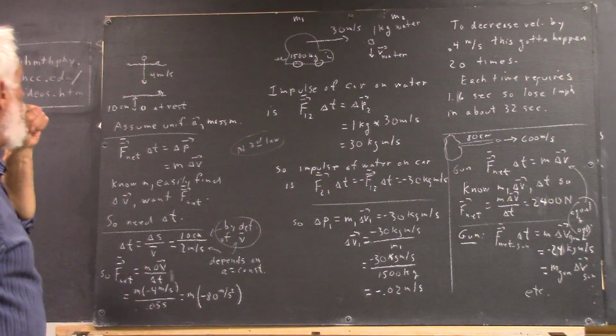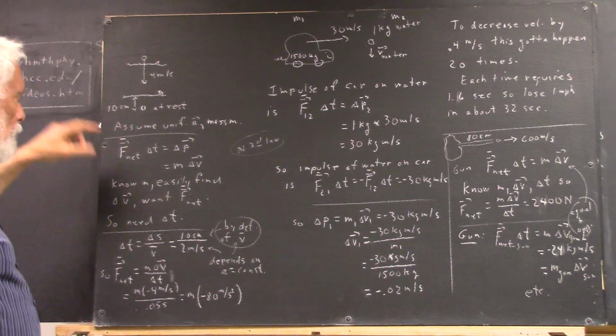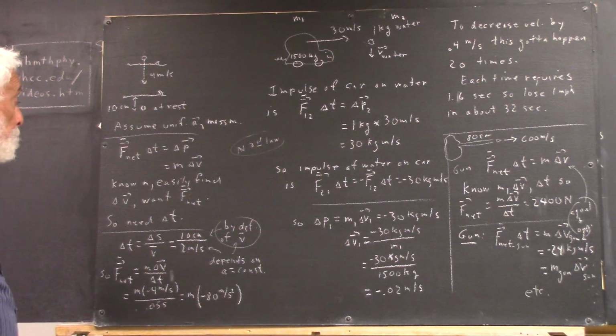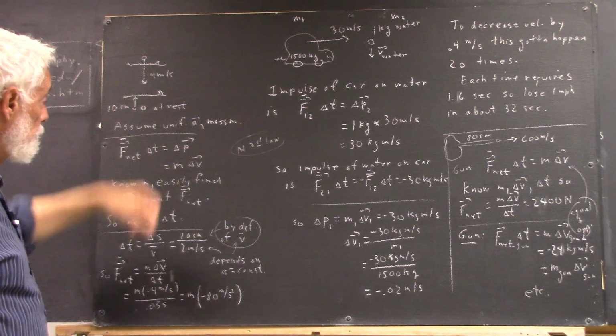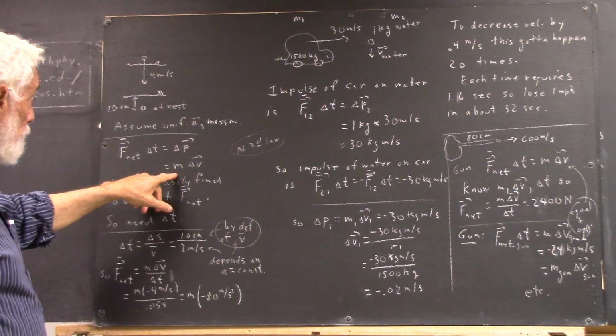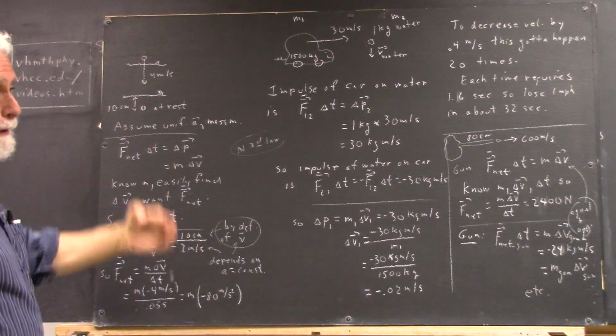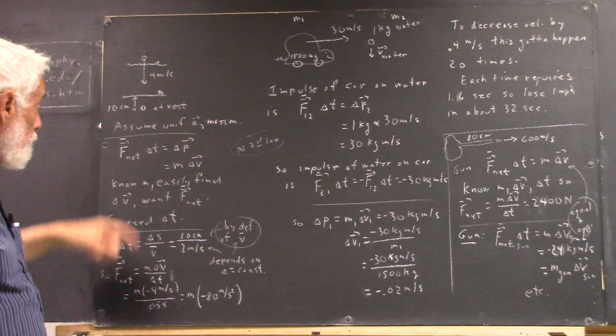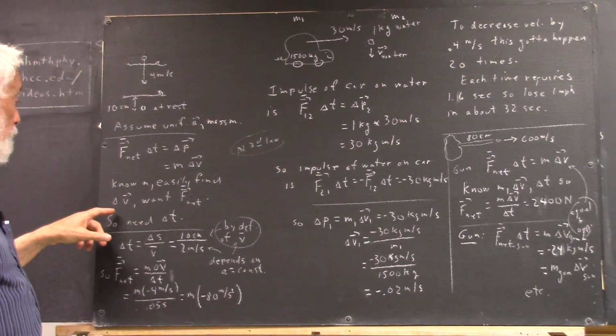Okay, so we use the impulse momentum theorem. F net delta t equals delta p, which is m delta v because the mass is presumably constant. There'll be a little melting, but not much. We know m then, and we can easily find the delta v.